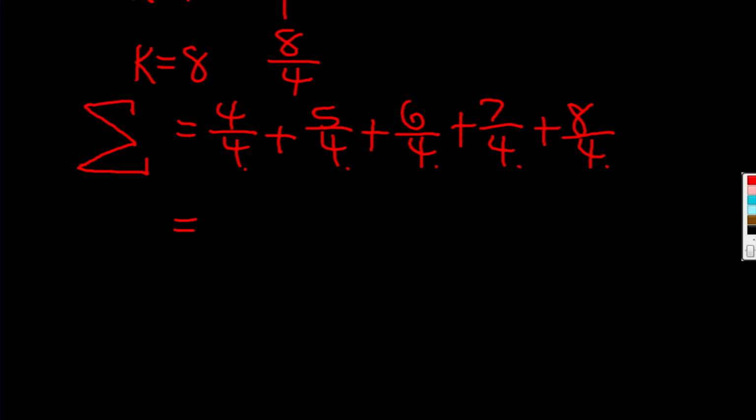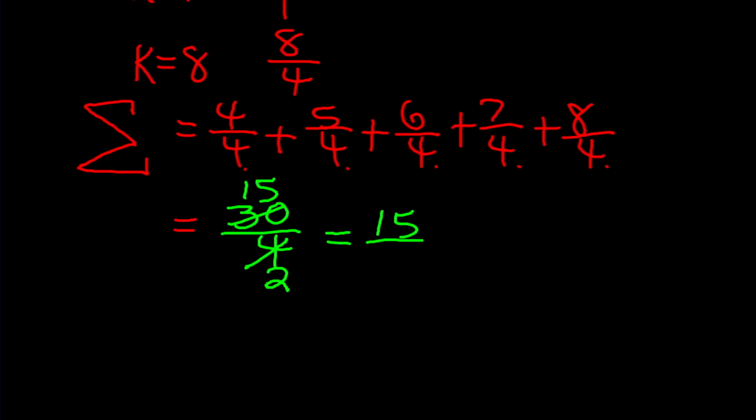So now I'm going to add the numerators. 4 plus 5 is 9, plus 6 is 15, plus 7 is going to be 22, plus 8 is going to give me 30. So I'm going to have 30 over 4. And now I can reduce that. I can make that into what's called a mixed number. Well, first let's reduce it. I know that both of them have a common factor of 2. So 2 goes into 4 2 times, and 2 goes into 30 15 times. So that reduces to 15 over 2.